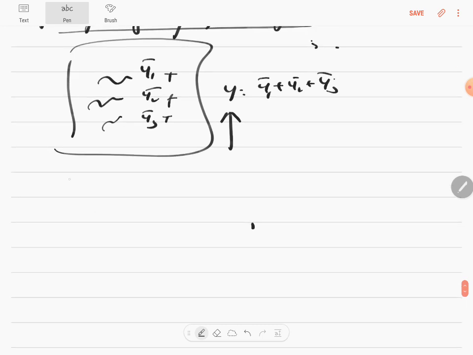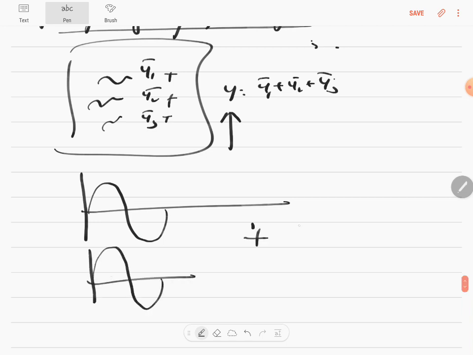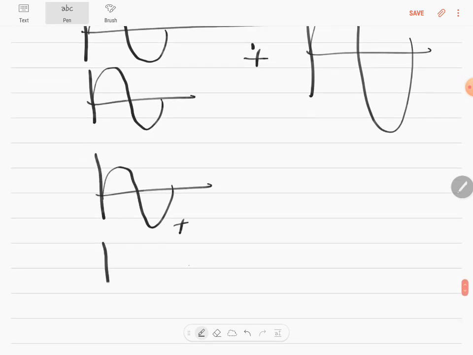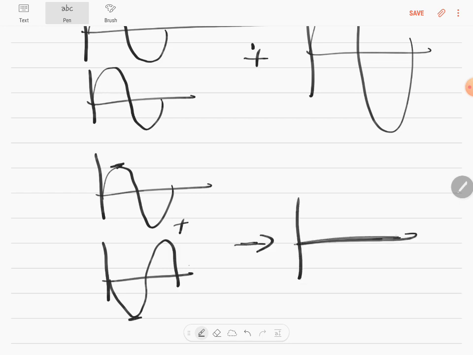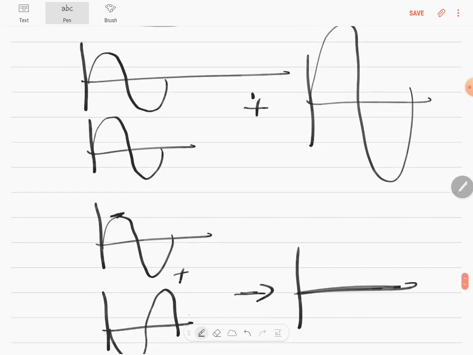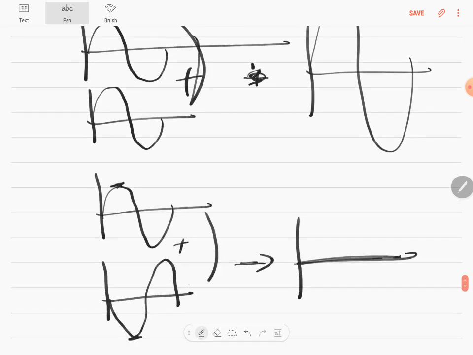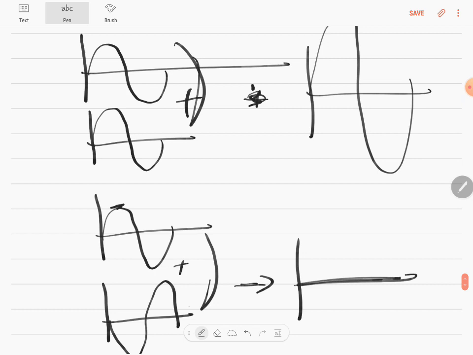Let me explain one thing about this. You know that when a crest and a crest meet, they add up and give you a larger amplitude. Whereas when a crest and a trough meet, the resultant will be zero. The resultant wave will have zero amplitude. So that's something you can understand when two waves are superimposing.